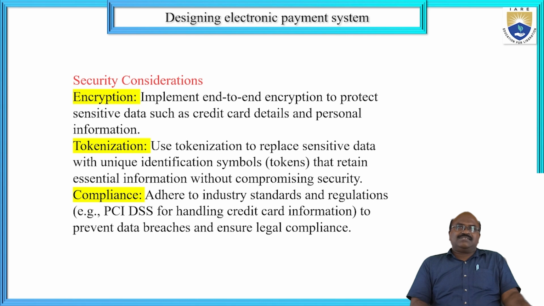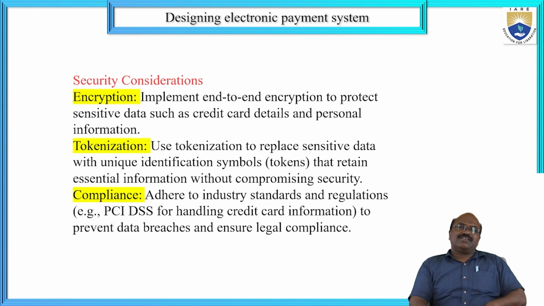Why? Because secure encryption systems should be followed. Tokenization: use tokenization to replace the sensitive data with unique identification symbols. Unique identification symbols are called tokens, or tokenization, that retain essential information without compromising security. And comply with industry standards and regulations, for example PCI DSS for handling credit card information, to prevent data breaches and ensure legal compliance.